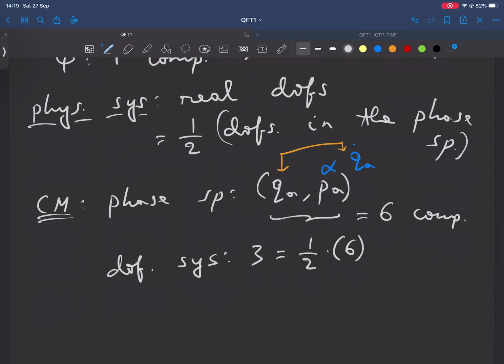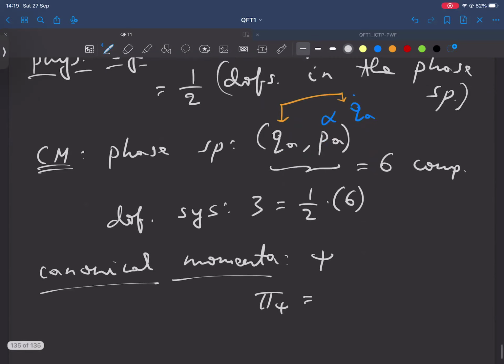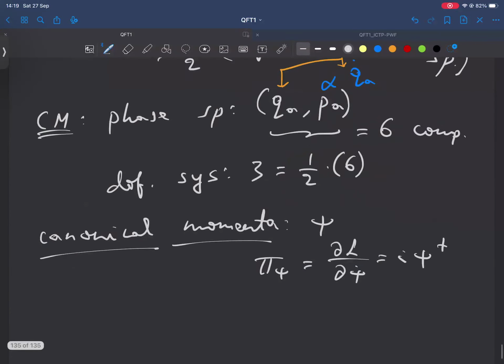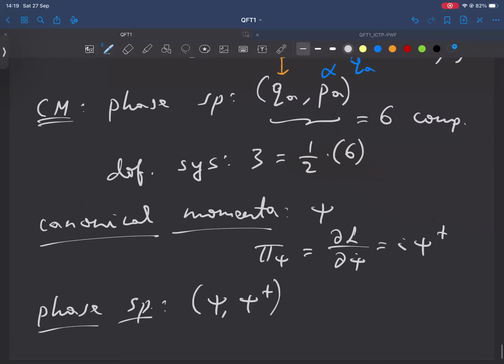So here we can do a similar thing. For that, let us define the canonical momenta for psi, and let's denote it by pi. If you compute it from the Dirac Lagrangian, it will turn out to be i psi dagger. So the phase space now will be psi and psi dagger. But you see, this psi dagger doesn't depend on psi dot.